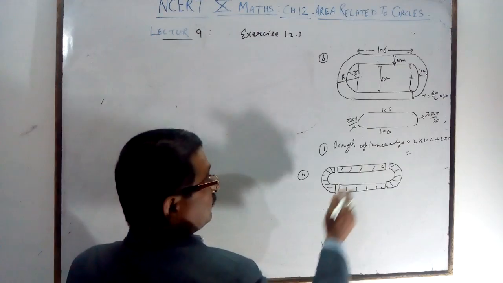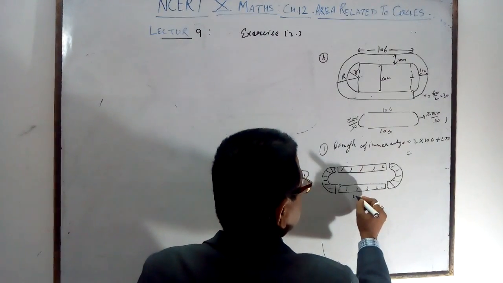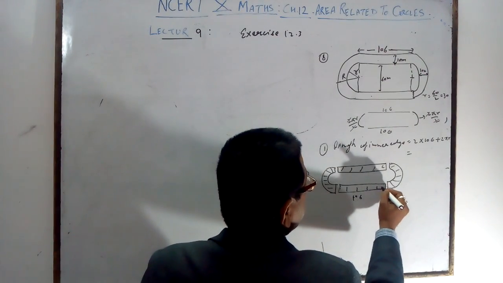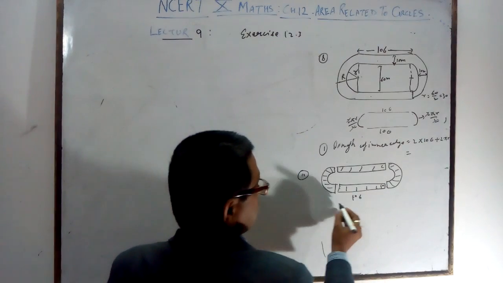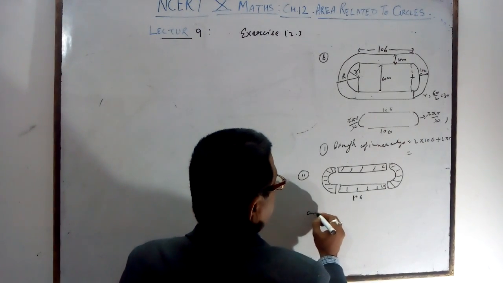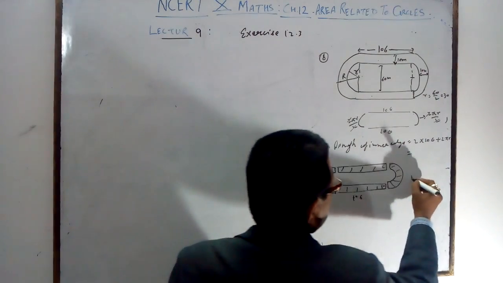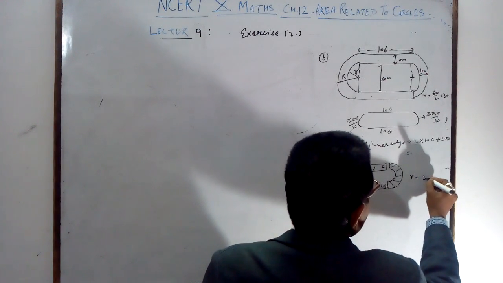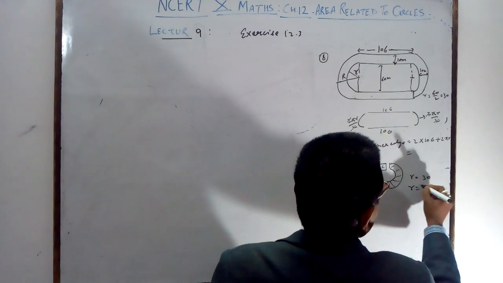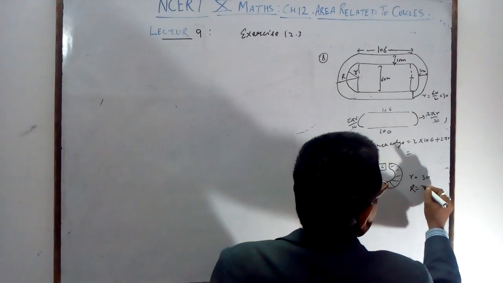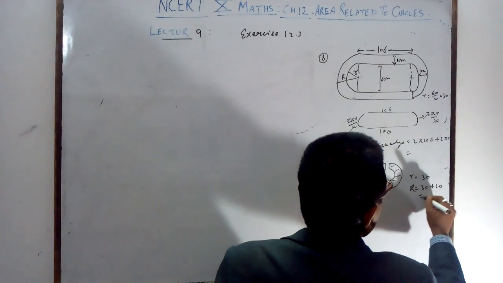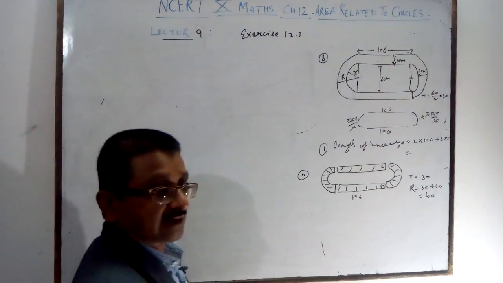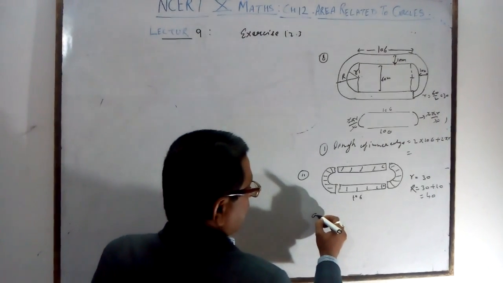So 1, 2, 3, 4: twice the rectangle, 106 multiplied by 10, since the width is also 10. Small r is given as 30, and capital R is 30 plus 10, that is 40. It is the outer radius. What is the area of the track?